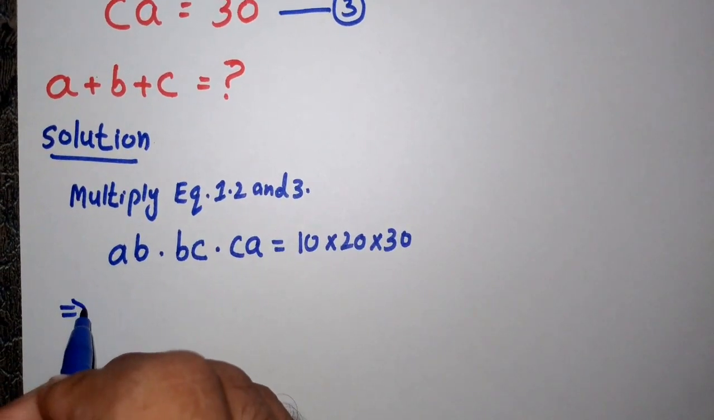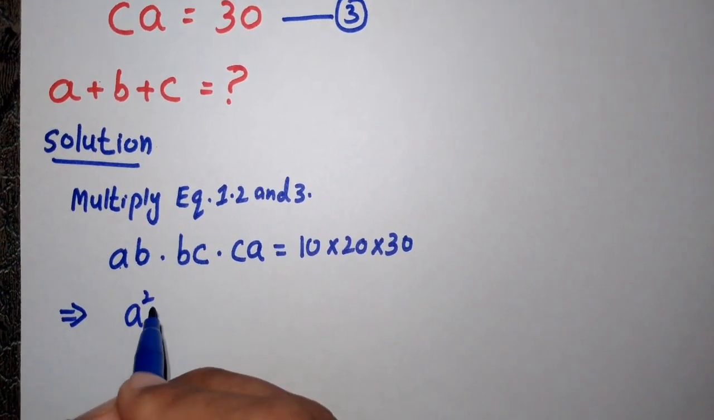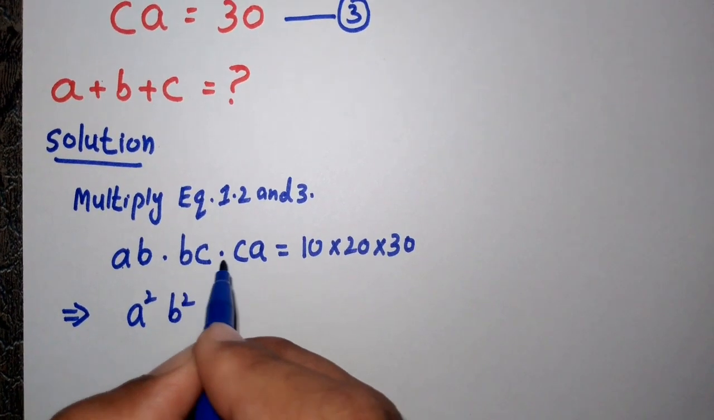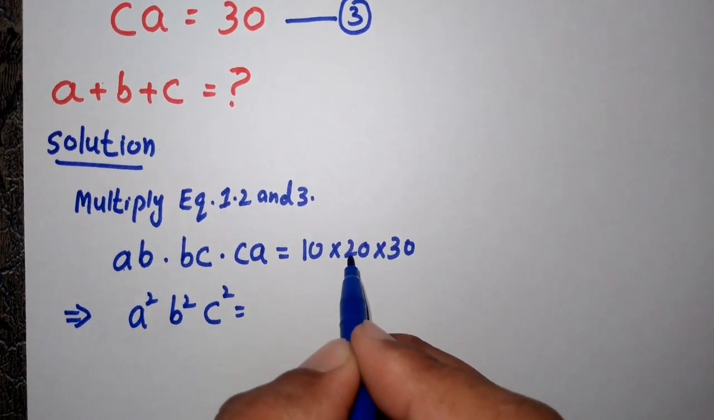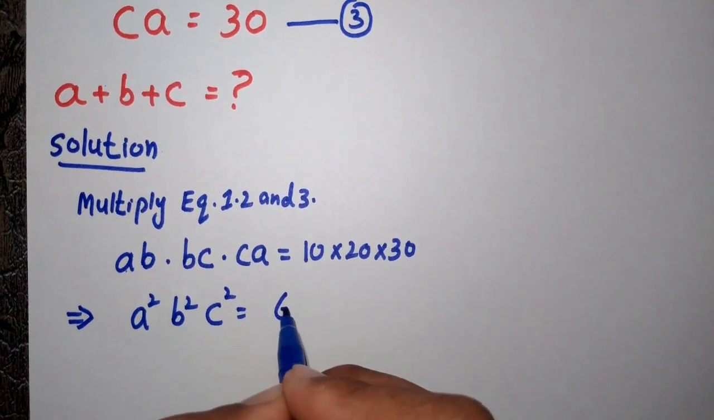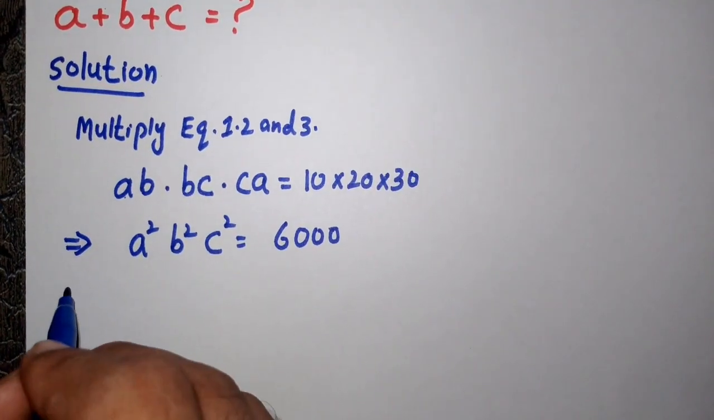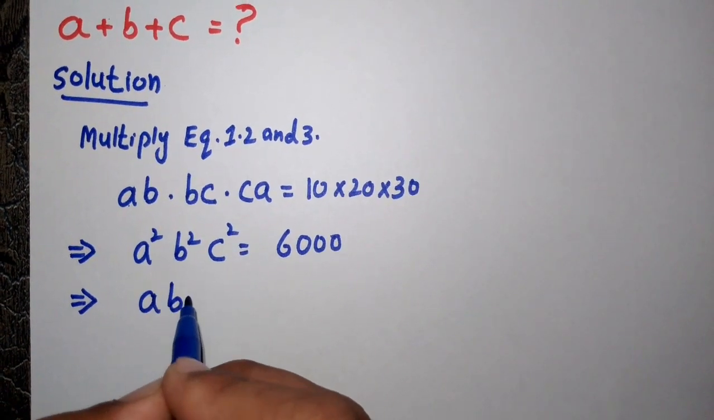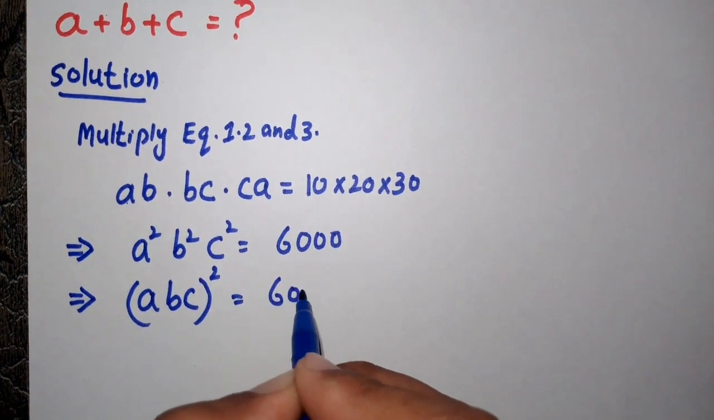Now multiply A with A, this will become A square, B multiply B, this will become B square, and C multiply C, this will become C square, is equal to 10 multiply 20 multiply 30, this will become 6000. Now we can write this as (ABC) whole square is equal to 6000.